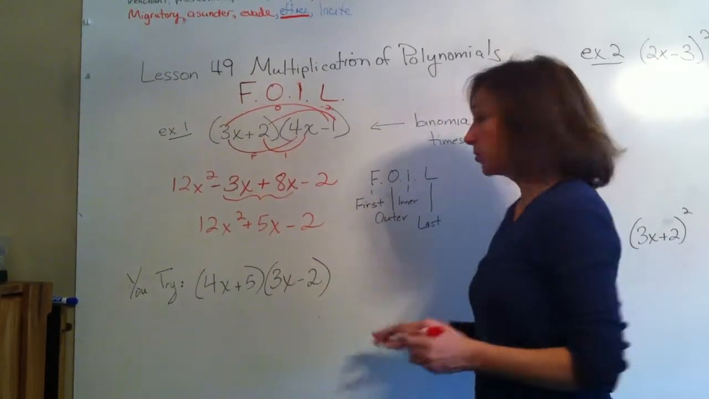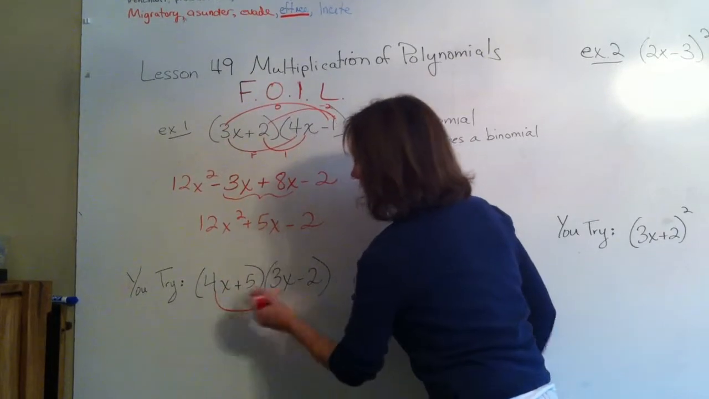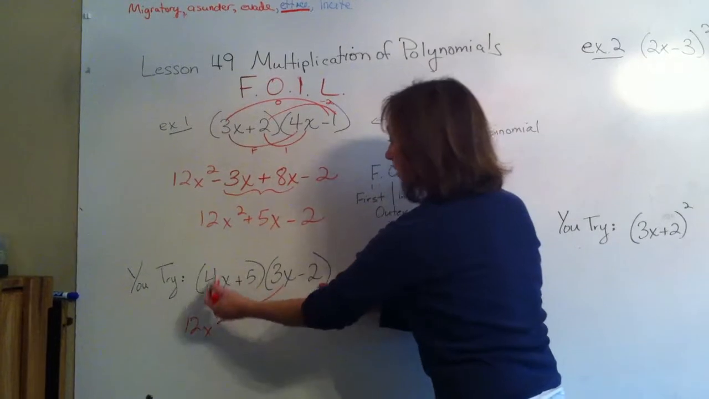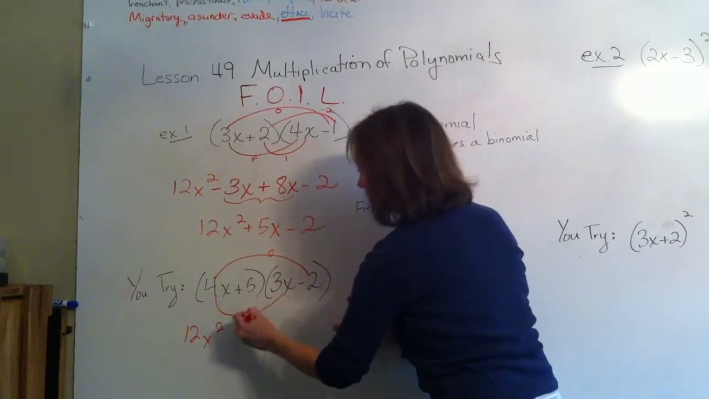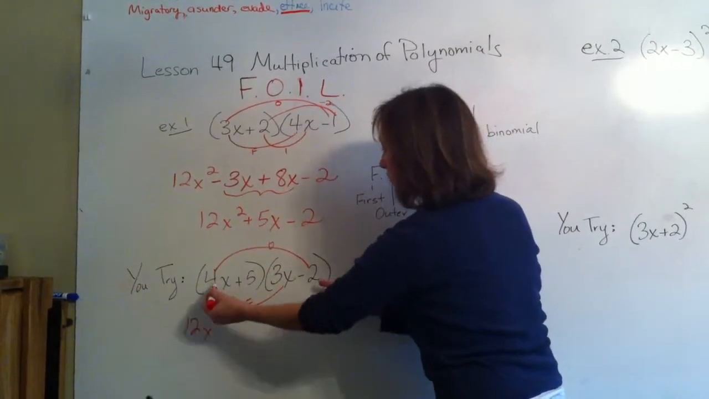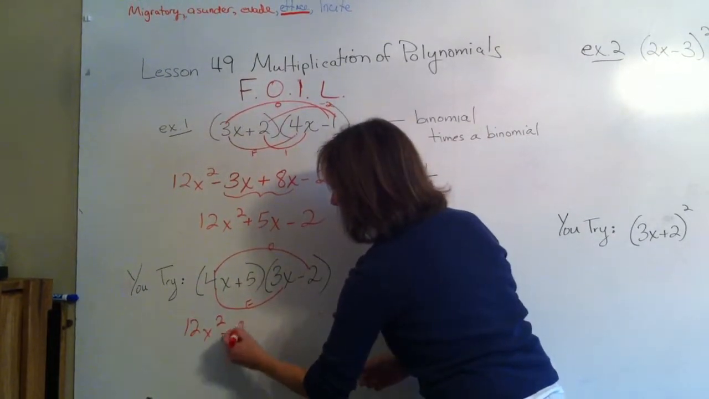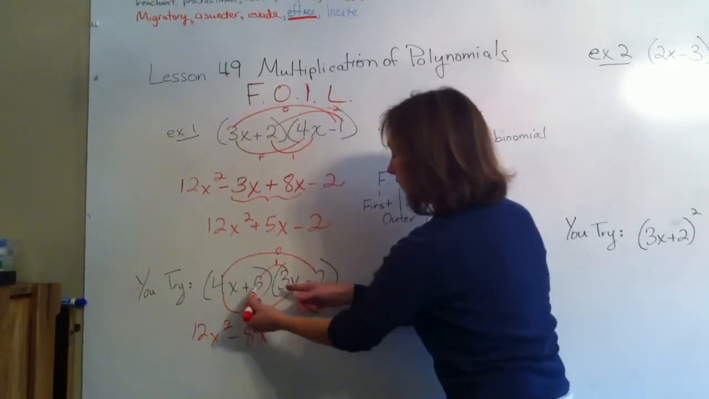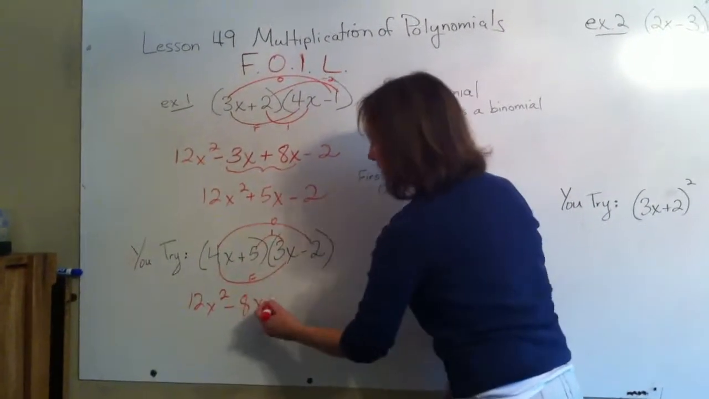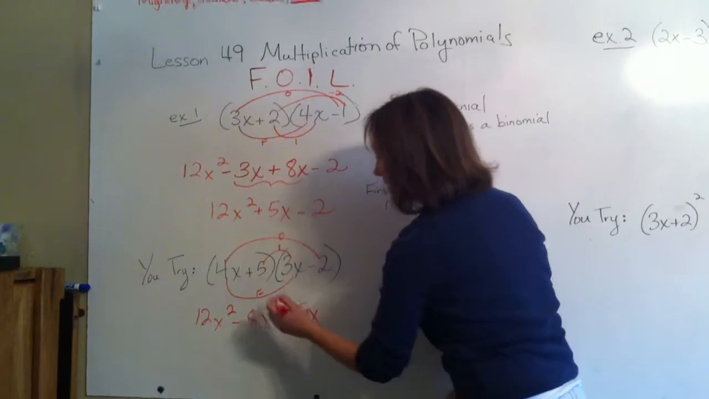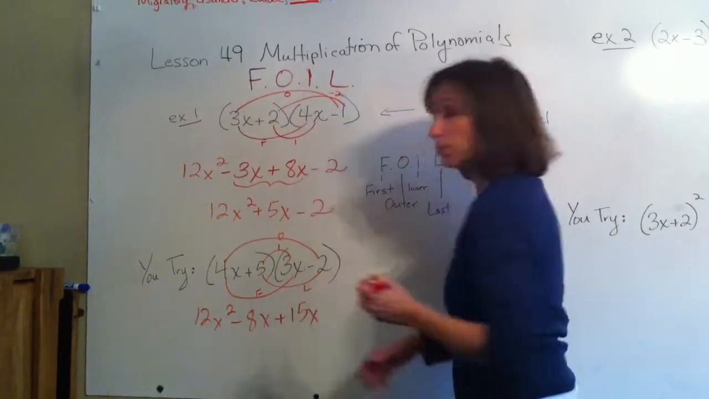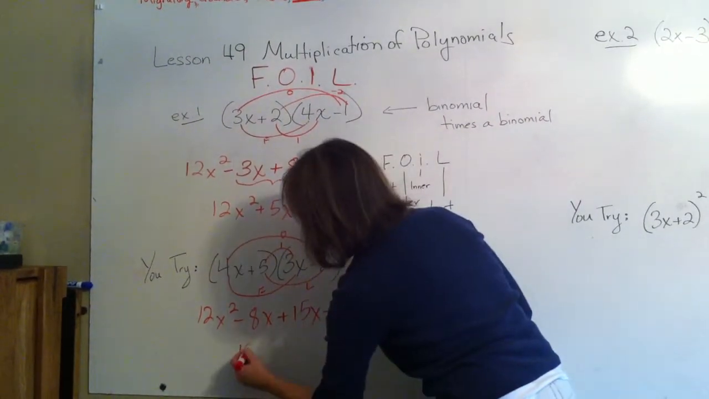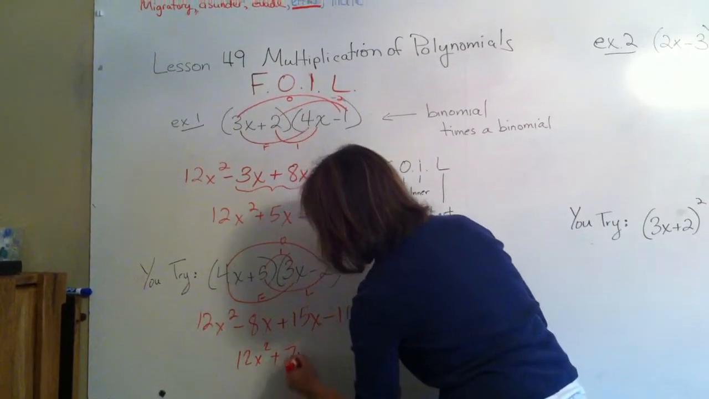So I'm going to do it for you real quick. We're going to do our first terms. The first ones in each one is 12x squared. The outer ones, first, outer would be 4x times minus 2 is minus 8x. The inner terms, that would be the ones inside, 5 times 3x is 15x. And then finally the last terms in each binomial, 5 times minus 2 is minus 10. So we get 12x squared plus 7x minus 10.